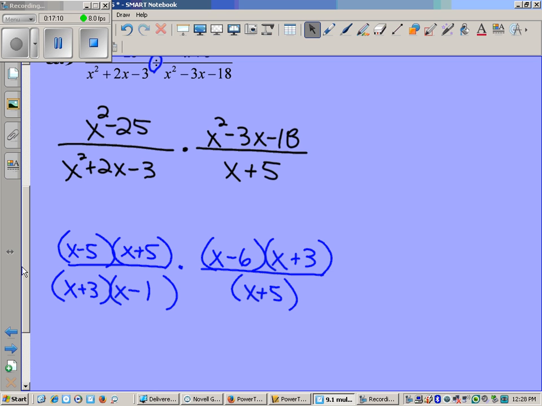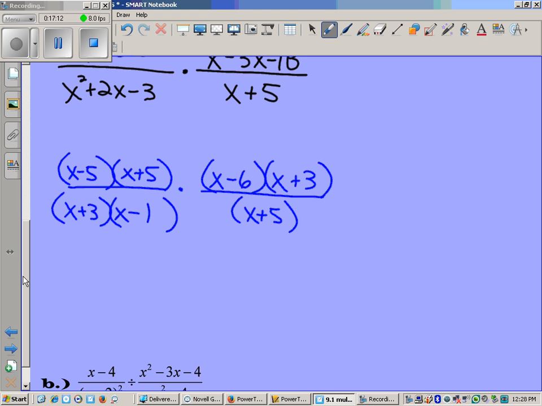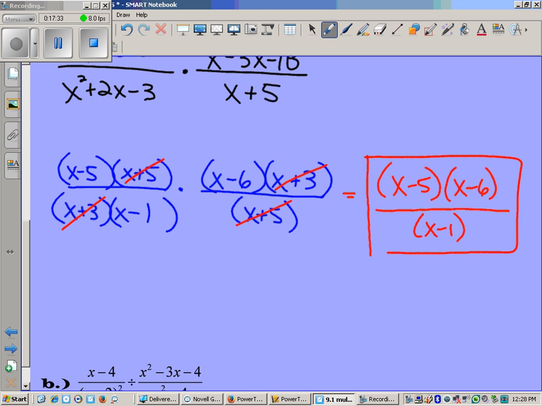Alright, let's reduce now. Is there anything on top that reduces with anything on bottom? I got an x plus 3 here and here. I've got an x plus 5 here and here. Anybody else? Okay, on top then I have an x minus 5. I have an x minus 6. On bottom I have an x minus 1. There's nothing on top that can reduce with anything on bottom, so that would be my final answer.